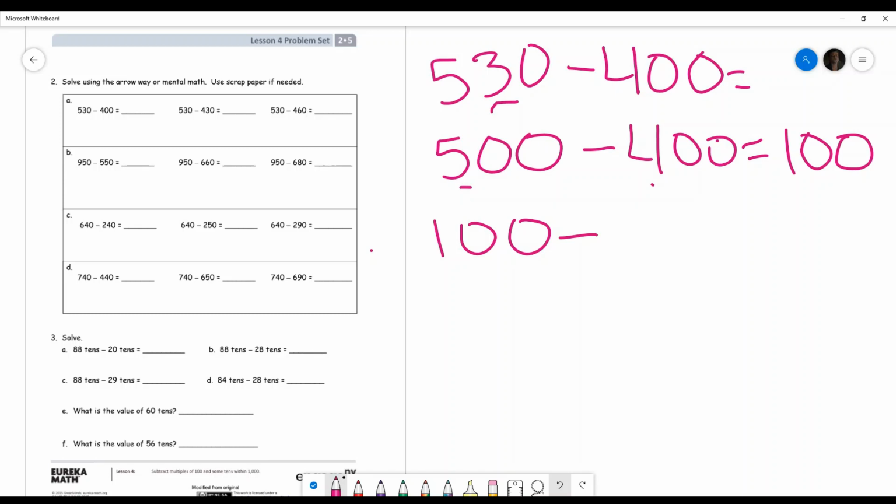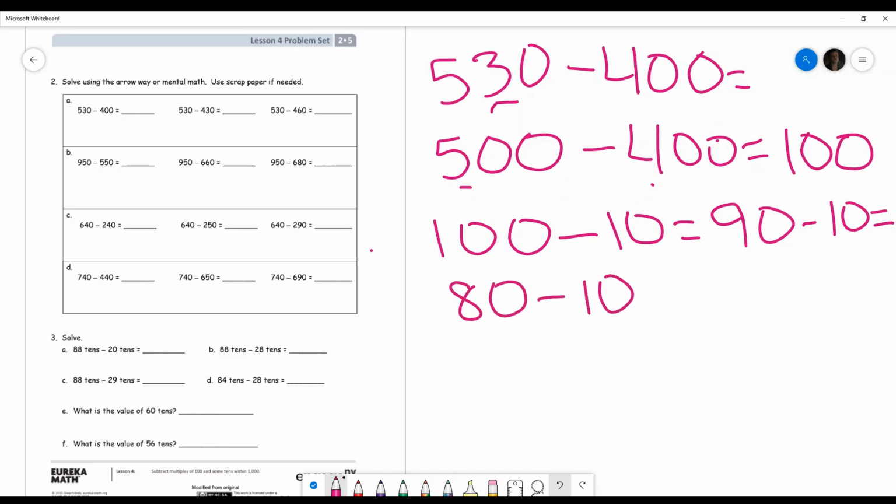But taking 30 away from 100, that would be kind of hard for me. So I'm going to break those tens up, and I'm going to be skip counting backwards by tens. So I have 3 tens. Let's do the first one. 100 minus 10 equals 90. Minus 10 equals 80. Minus 10 equals 70. So there's my 3 tens. My answer is 70.